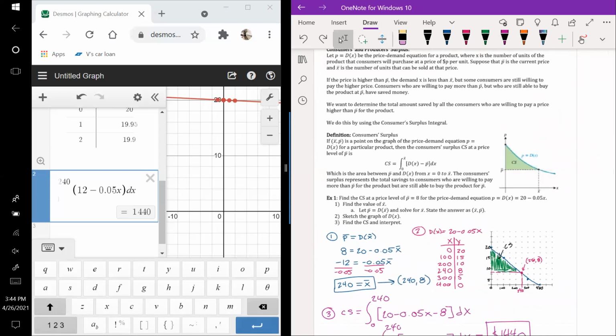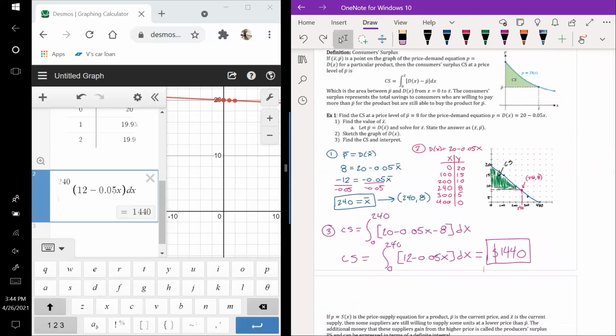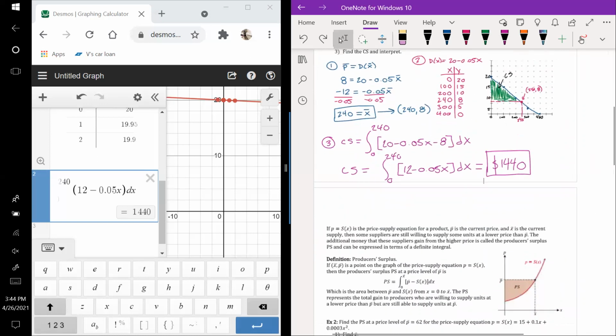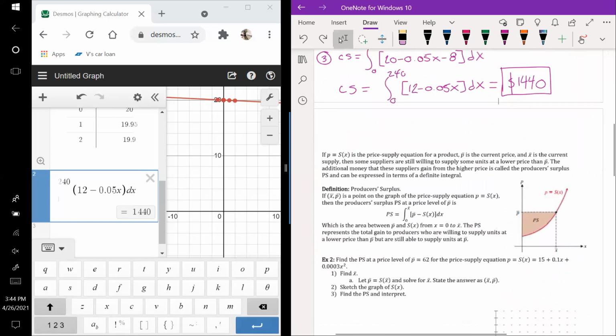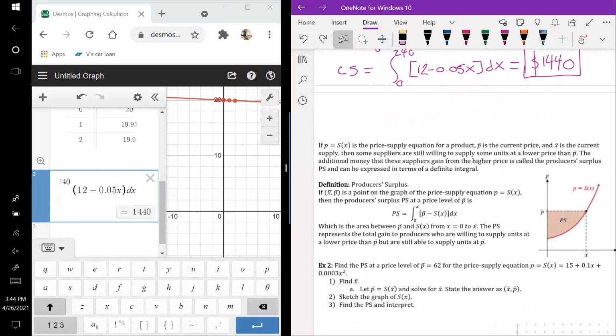Okay. So that's consumer surplus. And now we'll get into producer surplus. If P equals S of X is the price supply equation for a product, P bar is the current price and X bar is the current supply, then some suppliers are still willing to supply some units at a lower price than P bar. The additional money that these suppliers gain from the higher price is called the producer surplus, PS, and can be expressed in terms of a definite integral.